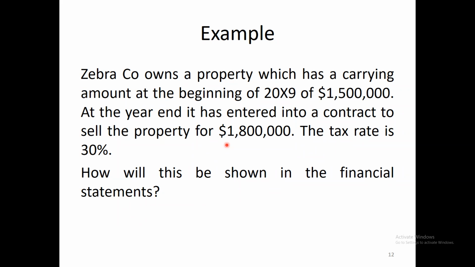300,000 equal to what? Revaluation surplus. So what's the double entry? Property account debit, surplus account credit. The surplus account will directly move to equity, changes in equity. It's basic company accounts. The tax rate is 30%. How much additional tax? 300,000 times 30% equals 90,000. And how will this be shown in the financial statements?